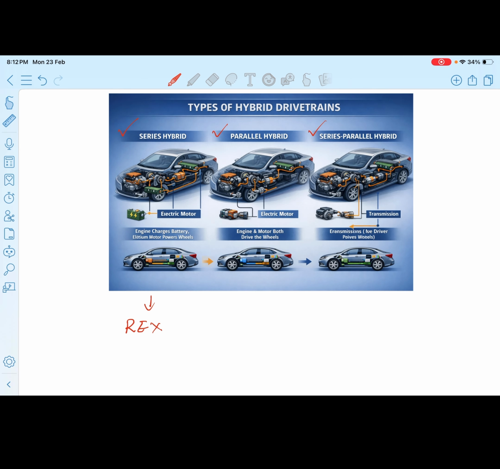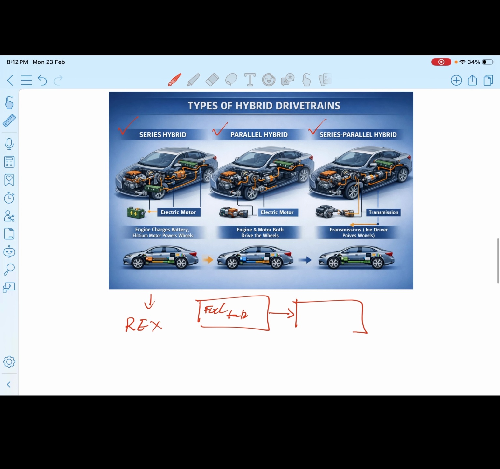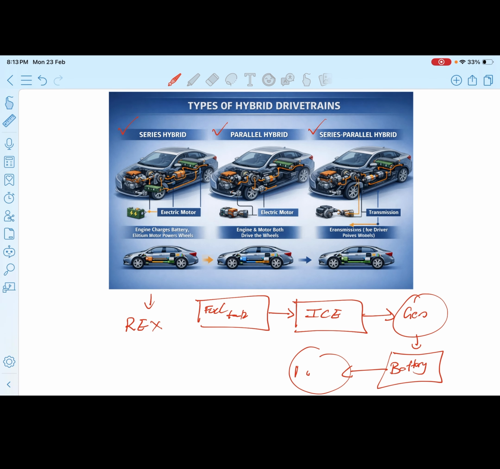Basically, in a series vehicle, you have, let's say, your fuel tank, then your internal combustion engine, then your generator, motor or generator, your battery, your motor, and then the transmission. Here the electric motor is the only means of supplying power to the vehicle. What is the role of the generator here? Your generator will supply both your battery and the motor that will drive the wheels.